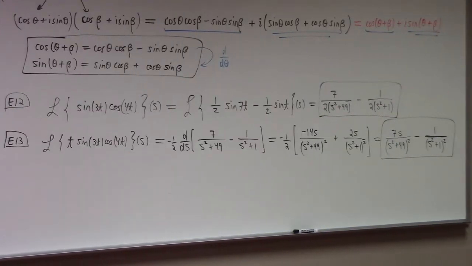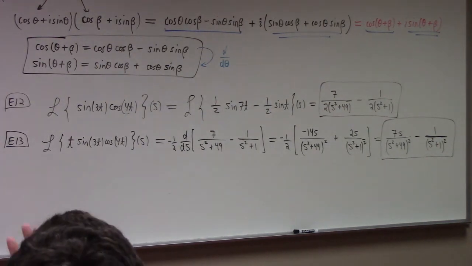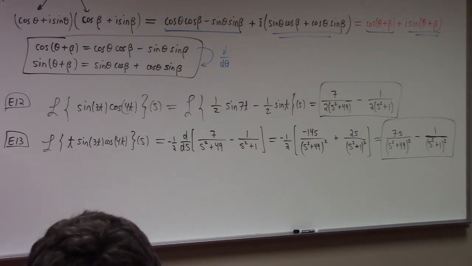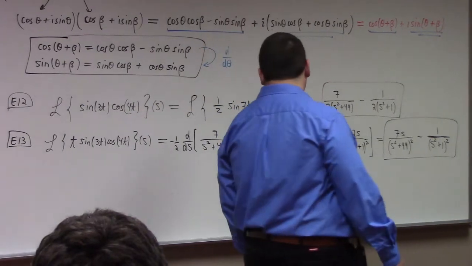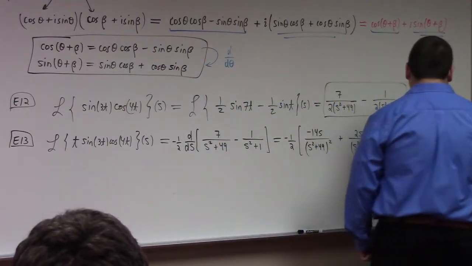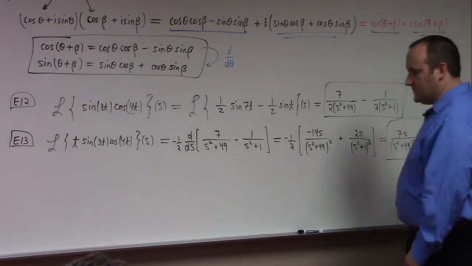Now think about this for a second. Does it make sense that our answer has a quartic, a fourth order polynomial in s in the denominator? Does that make sense to you? Yeah. Oh yes, thank you. There is an s there. Sneaky s. There, put it back.